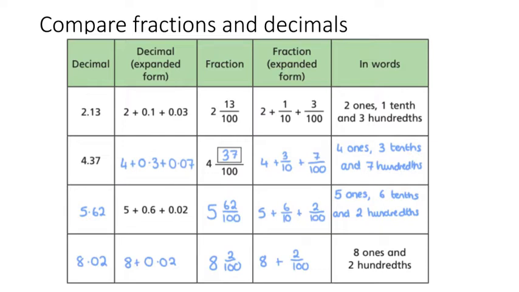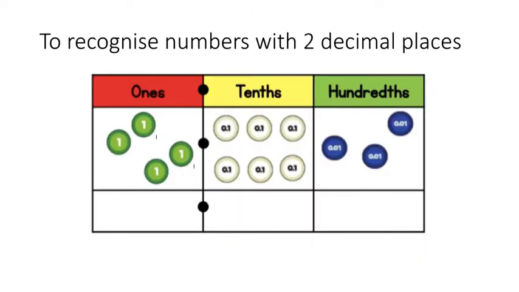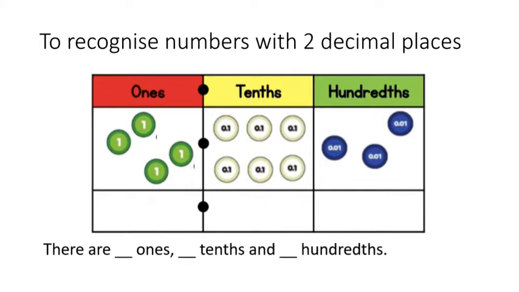Let's have a recap of session 1. Session 1, we were recognising numbers with 2 decimal places. So can you complete my STEM sentences? There are how many ones, how many tenths, how many hundredths, and can you tell me what the number is that's represented on this place value grid?